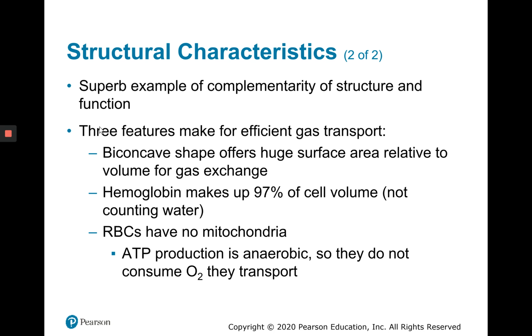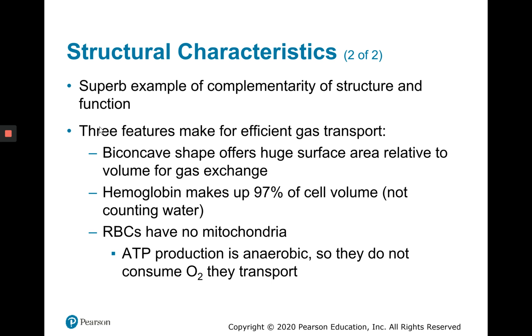The three features that make for an efficient gas transport system in red blood cells begin with the fact that red blood cells have a biconcave shape. It offers a huge surface area relative to volume for gas exchange. What this means is this biconcave shape makes it where no place in the cytoplasm that contains hemoglobin, which usually holds oxygen, is too far from the plasma membrane. So red blood cells are great at reversibly binding and unbinding oxygen, not just because they contain hemoglobin, which can do so, but because these proteins are always going to be relatively close to the plasma membrane, able to function in gas exchange.